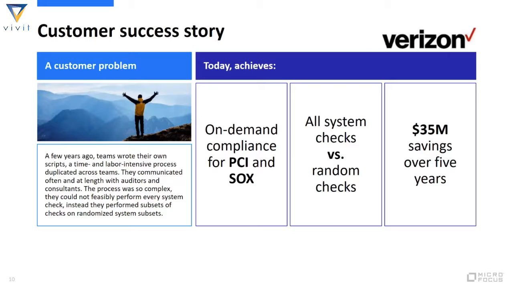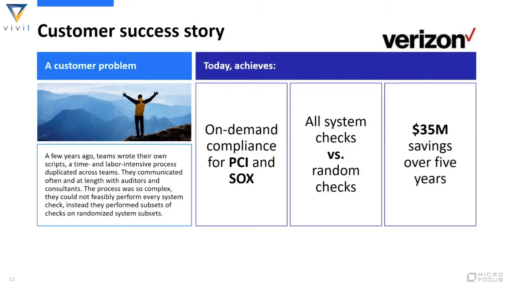Teams would write their own audit scripts, which required a lot of time and labor, and those efforts were duplicated across multiple teams, further wasting valuable employee hours. In addition, they often had to communicate at length with consultants and auditors, resulting in human errors and more wasted employee hours. The process was so complex that they could not feasibly perform every system check. So instead, they performed subsets of checks on randomized system subsets. Sounds like a lot of fun, right?